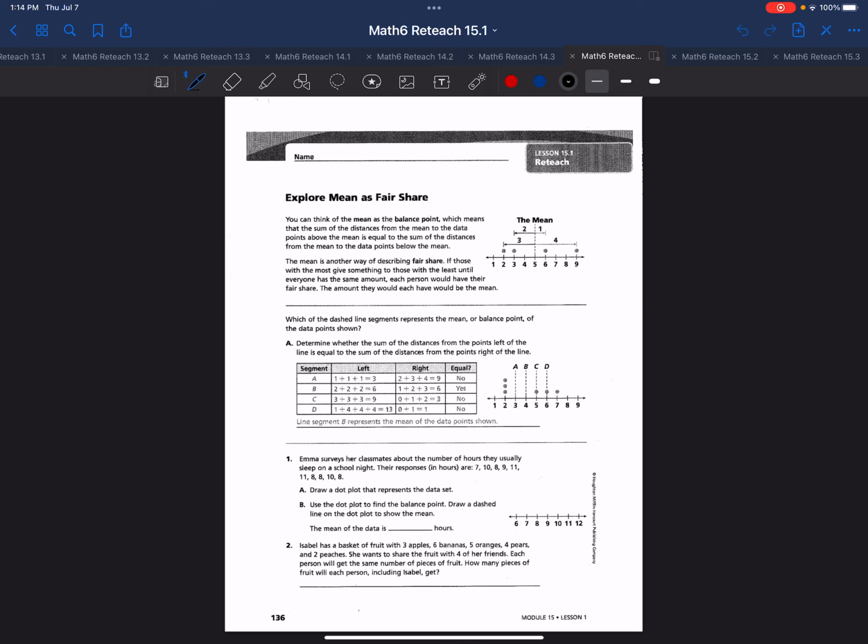Let's review some vocabulary for today. I encourage you to write this down in the spiral notebook. We have fair share, and we have balance point. The fair share tells how many are in each group.